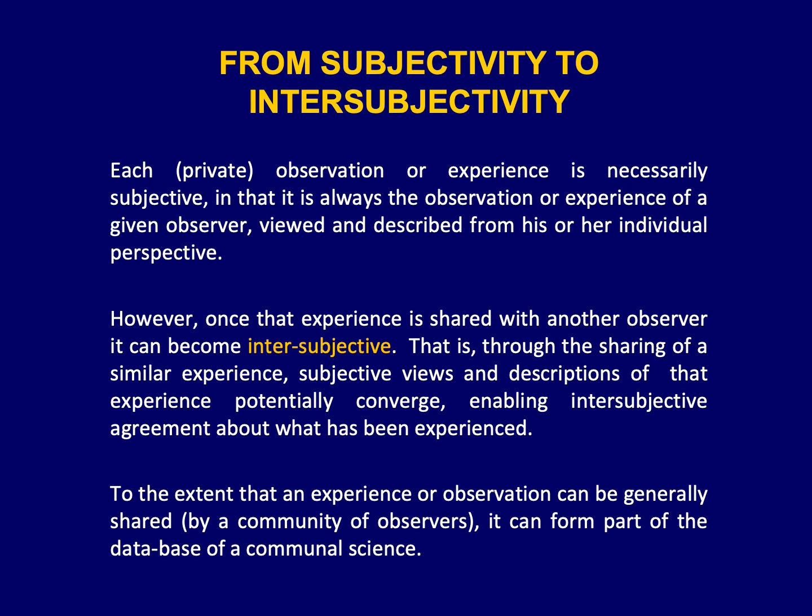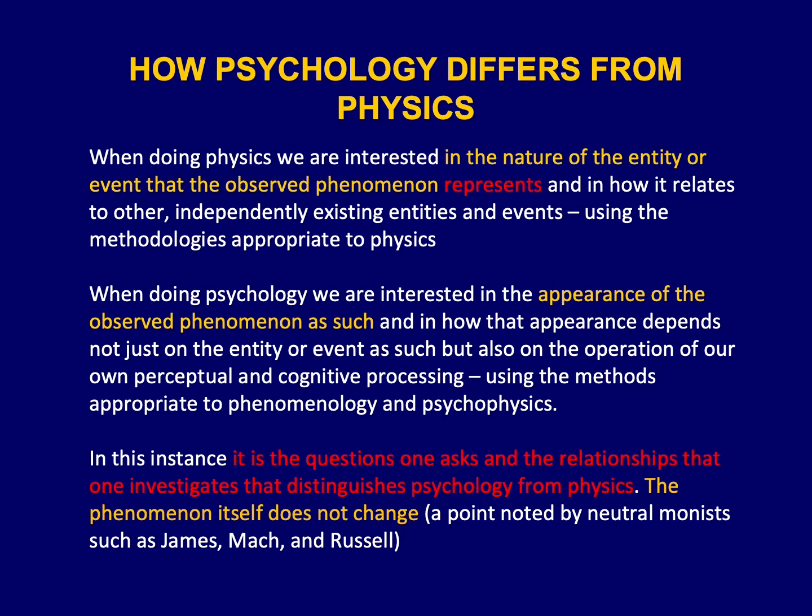In other words, through the sharing of a similar experience, subjective views and descriptions of that experience potentially can converge, enabling intersubjective agreement about what's been experienced. And to the extent that an experience or observation can be generally shared in this way by a community of observers, it can form part of the database of a communal science. Given all that, how does psychology differ from physics?